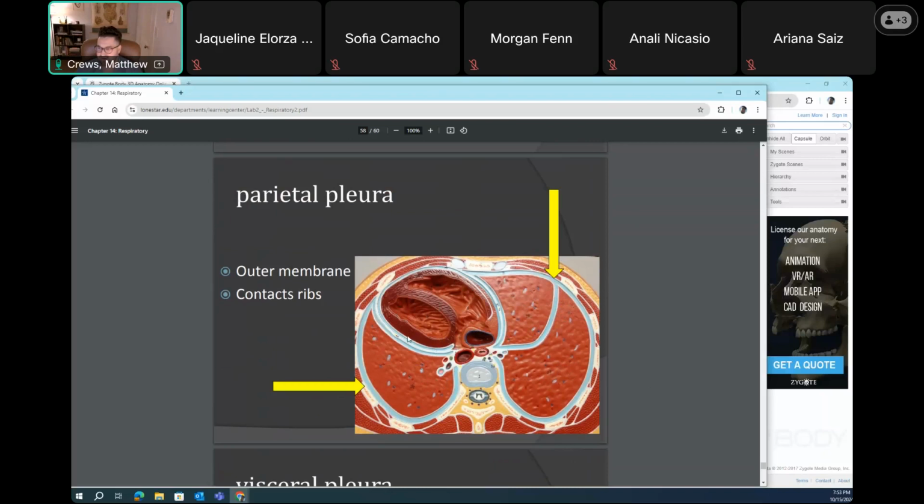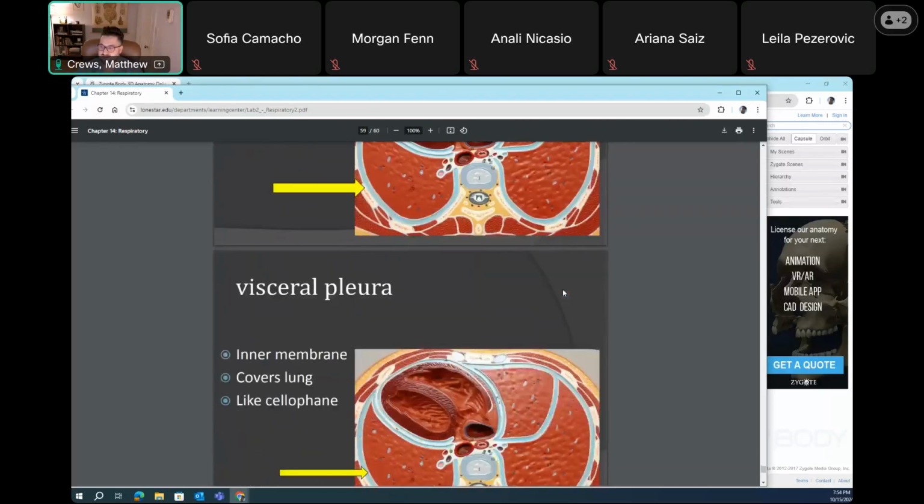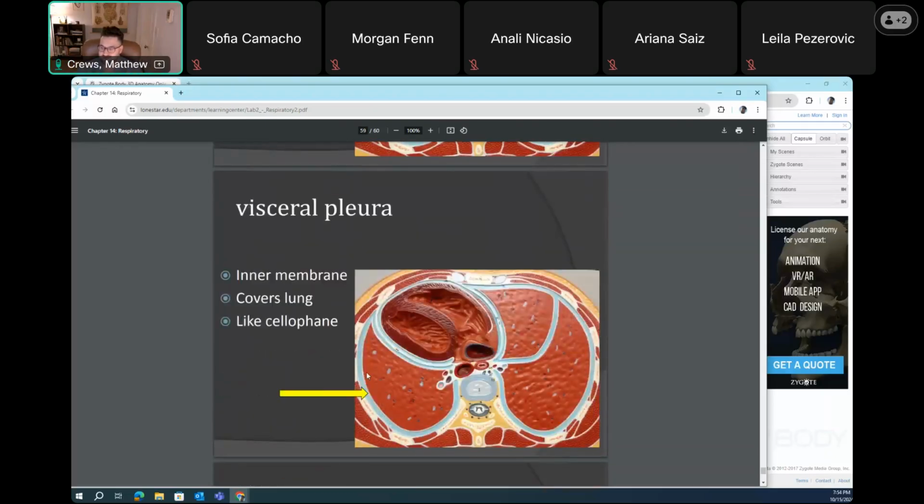All of this part is surrounded by your parietal pleura. This is not parietal pleura. What is this part right here? Pericardium. That's correct. Way to go, everybody. So your outer parietal pleura is the outer membrane, and it touches the ribs, and then the visceral pleura is what touches the lungs. Just like you have parietal pericardium and visceral pericardium, same thing. Different layers, but same thing.